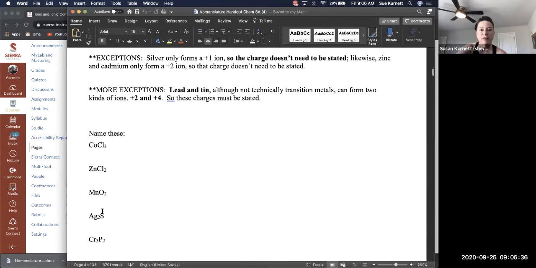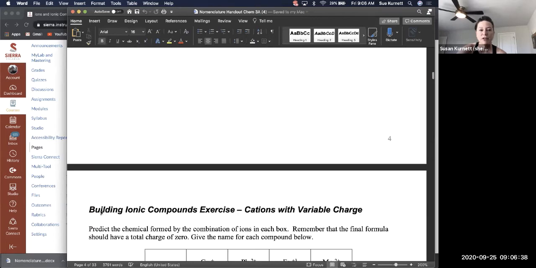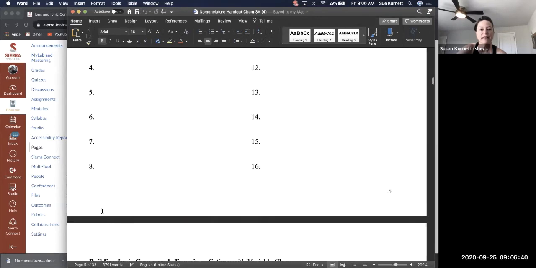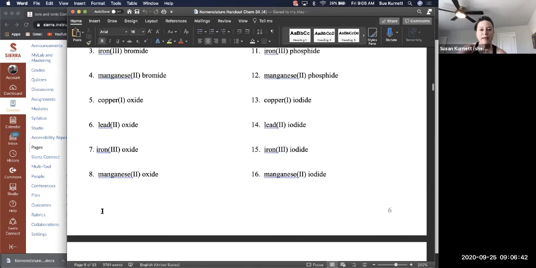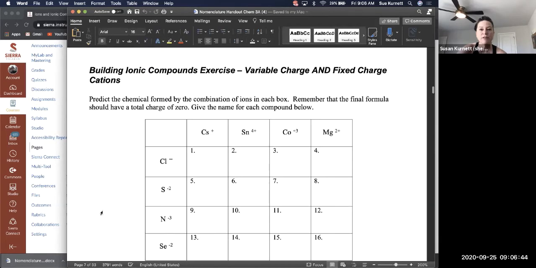And then we talked about transition metals and how you have to state the charge. We have some practice for that, and here's a key. And then it's important that you do the building ionic compounds exercise with variable charge and fixed charge, because now you have to decide: do I state the charge on the cation? Is it a cation that has more than one charge choice, or do I not state the charge? And this is something that we did Wednesday.